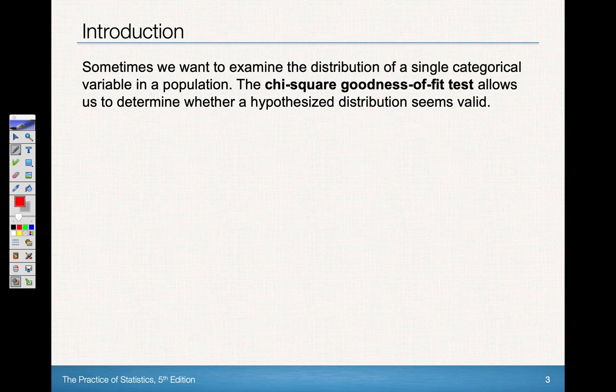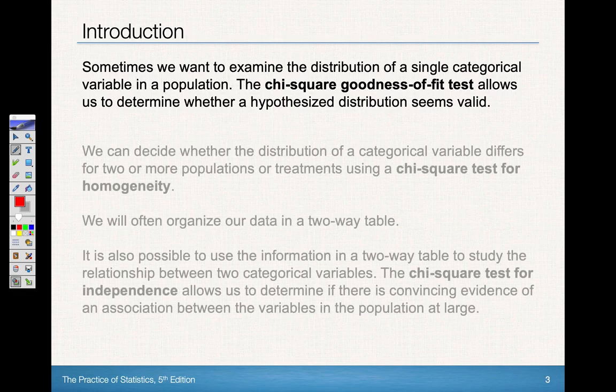So you can see sometimes we want to examine a distribution of a single categorical variable in a population. The chi-square goodness of fit test is the one where we have a hypothesis, and then we want to see if that seems valid for an entire distribution.